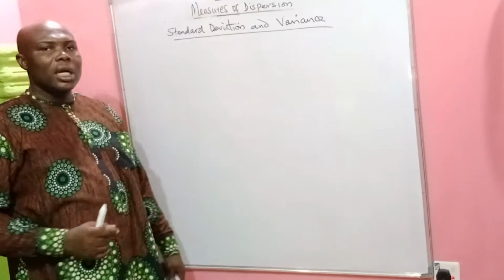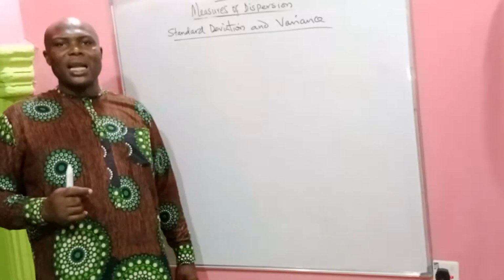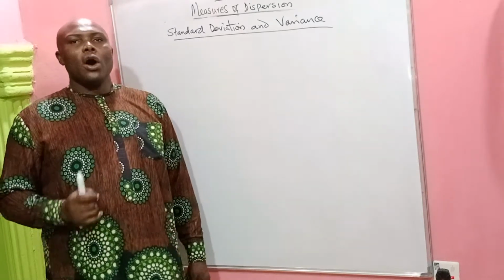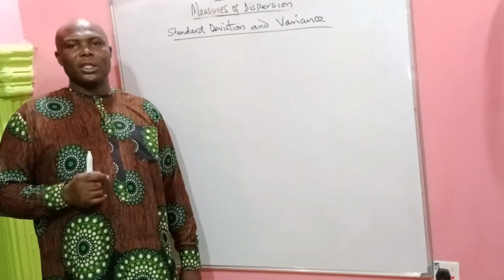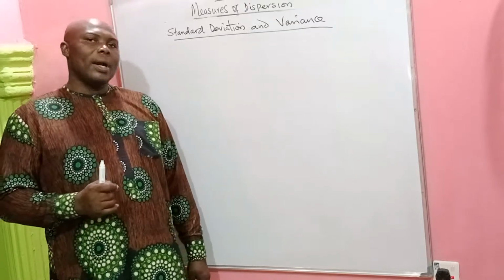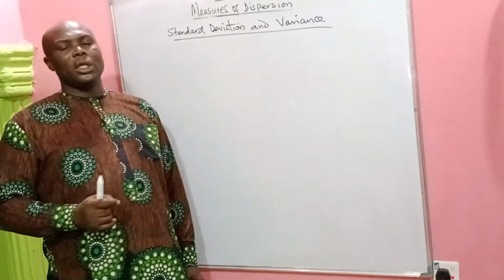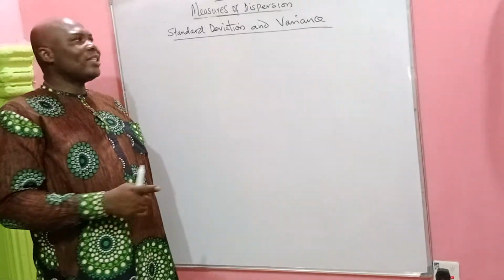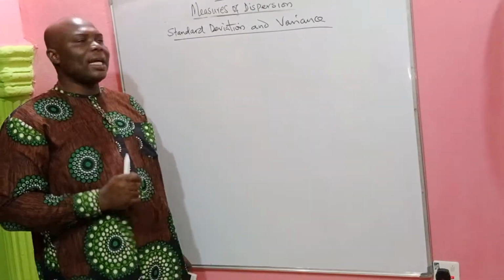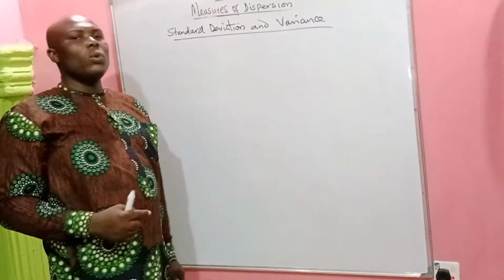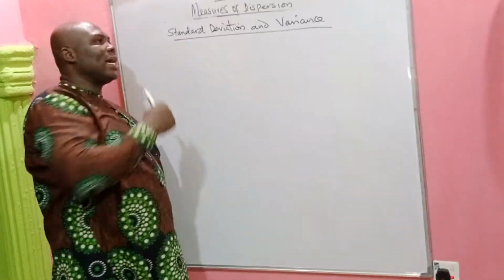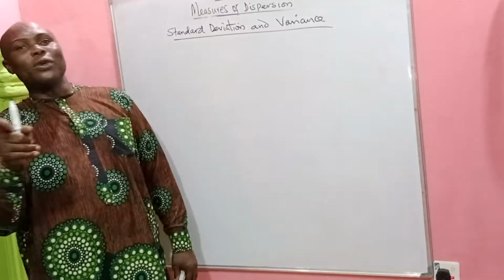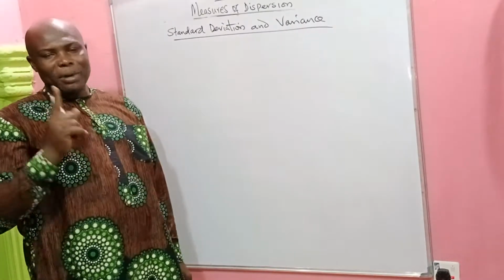Standard deviation is simply defined as the square root of the mean of the square of the deviations away from the mean. There's a relationship between standard deviation and variance. Anytime you have the standard deviation, the variance is always the square of the standard deviation, whereas the standard deviation is always the square root of the variance. Please take note of that.